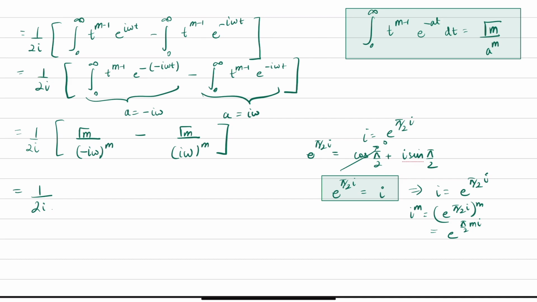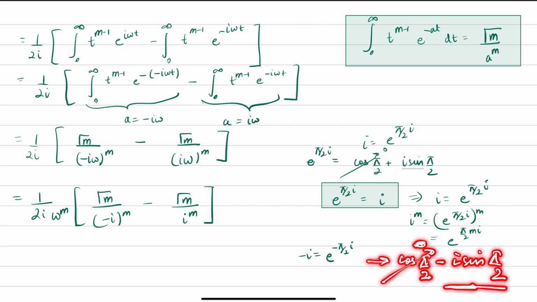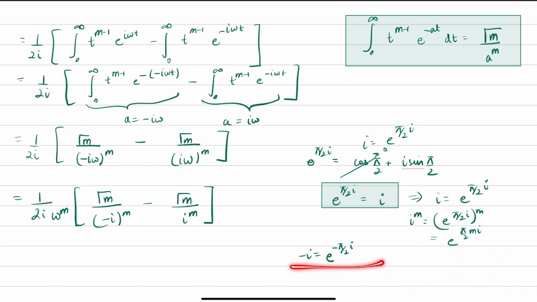Let's take out ω^m common. Like I said, i^m is this. Similarly, -i equals e^(-iπ/2). How did this come about? Basically, e^(-iπ/2) will be cos π/2 - i sin π/2. Cos π/2 is 0, so what is left? Minus i, because sin π/2 is 1. Therefore, -i equals e^(-iπ/2). Similarly, (-i)^m will be (e^(-iπ/2))^m, which is e^(-iπm/2).